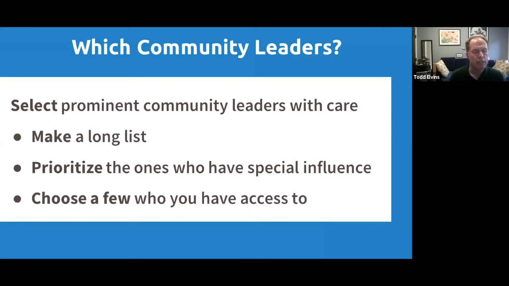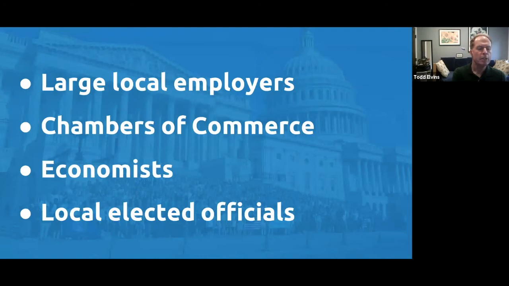So start by making a list of prominent community leaders in your vicinity, and then start to narrow down that list. Prioritize the ones who have special influence on their members of Congress, and then choose a few that you have access to through your personal or chapter network. So now you've got your short list. Here are some examples of especially good community leaders that you can put on the long list. So I'm jumping around a little bit, but let's jump back to the long list. So you're putting together just your initial long list and you haven't started to narrow it down yet. Here's some examples of especially good community leaders to put on your long list.